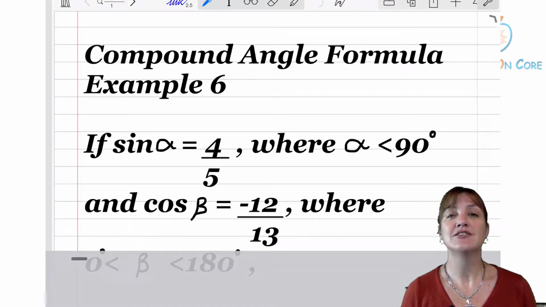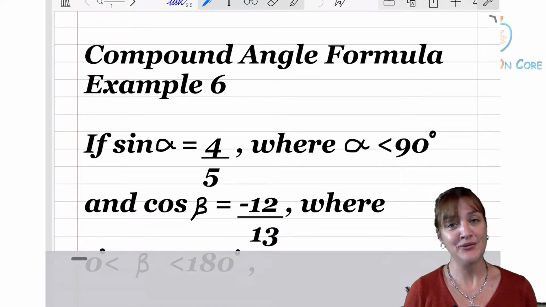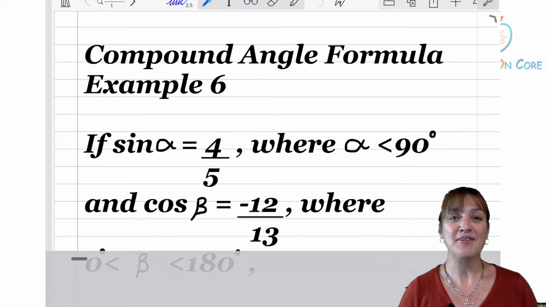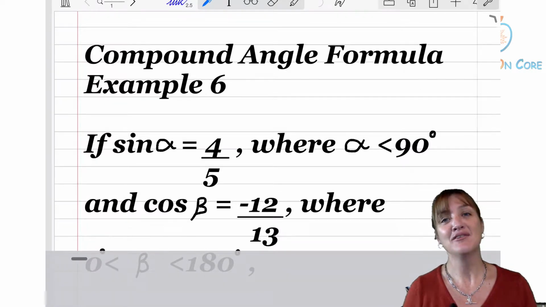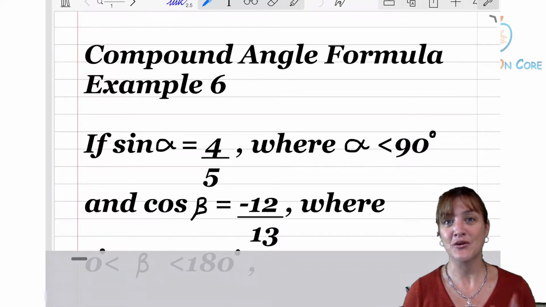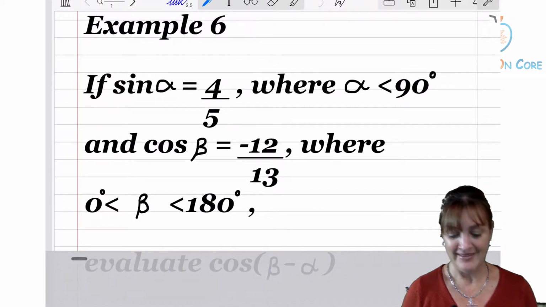This kind of question is so common, and teachers love putting them in your tests and exams because it tests so much of your knowledge: your reduction formula, your special angles, your compound angles. So it's really one that you want to make sure you are very comfortable with. Okay, all right, so let's have a look at what they're saying.